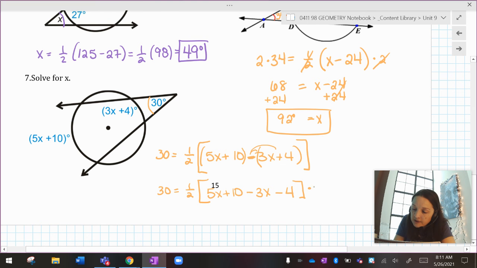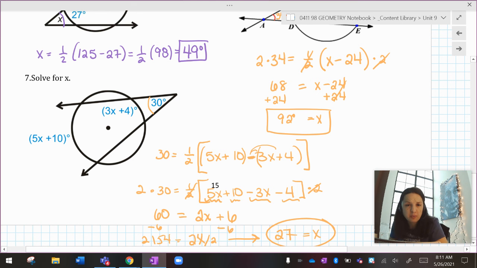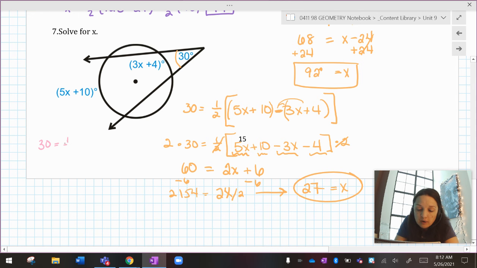Then I would multiply both sides by 2 to get rid of this 1/2 and say 60 equals, well, 5x and negative 3x is 2x, and 10 minus 4 is 6. Then when I solve for x, I'm going to subtract 6, get 54 equals 2x, divide by 2, and get x equals 27. There was a lot more algebra in that one. And one way to make that a little bit shorter, if you wanted to, is another way I could have done this: start the same way, but then find the difference in my head. 5x plus 10, take away 3x plus 4. Well, 5x take away 3x is 2x. 10 take away 4 is 6. And you could have done that part in your head rather than writing it all out. Totally up to you, though.